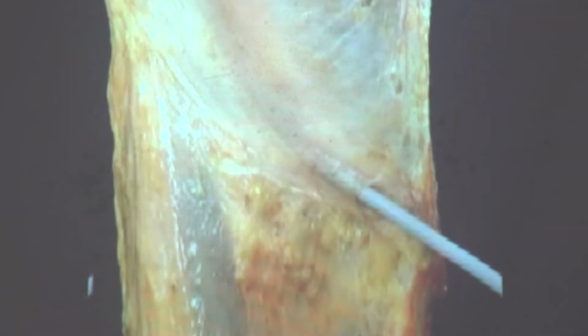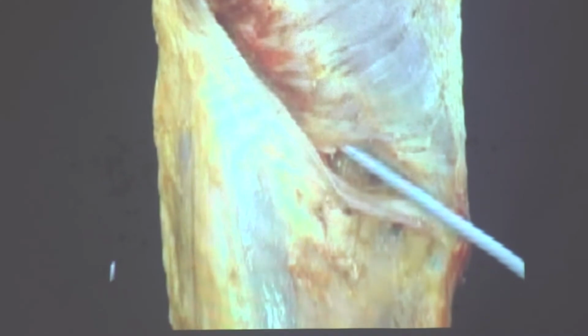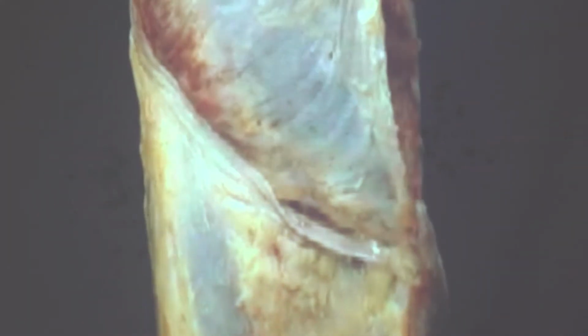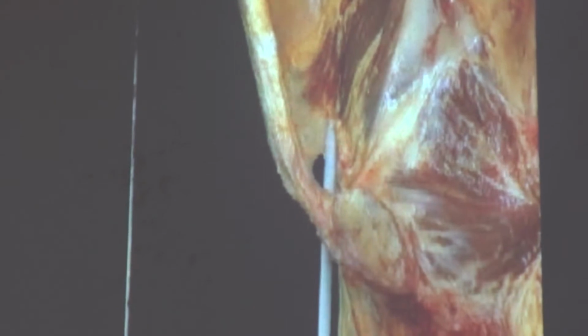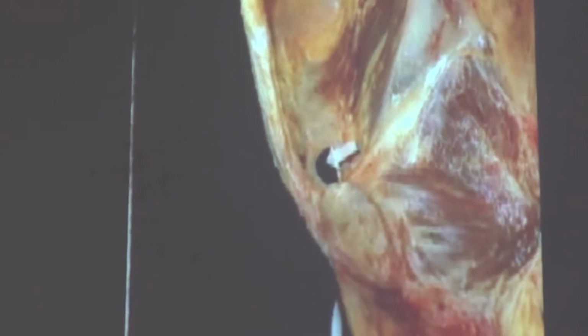So just above the inguinal ligament, this is the superficial inguinal ring, and inside, if you see, that's the deep inguinal ring. So the structure between the superficial and the deep inguinal ring forms the inguinal canal.